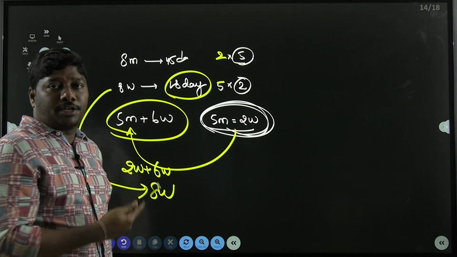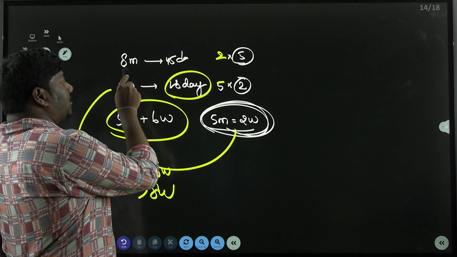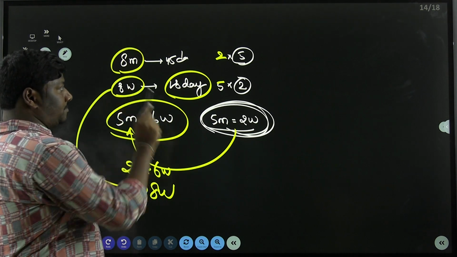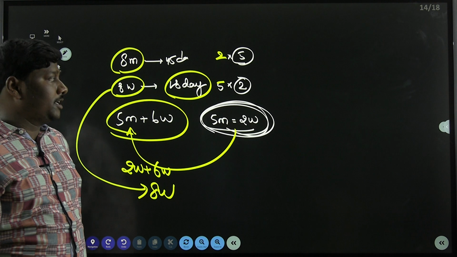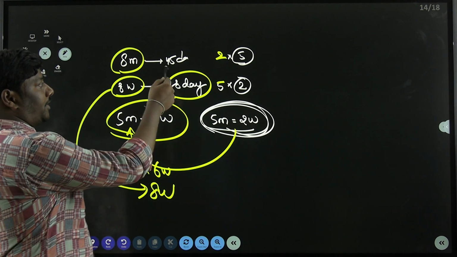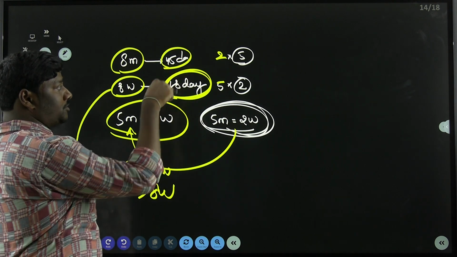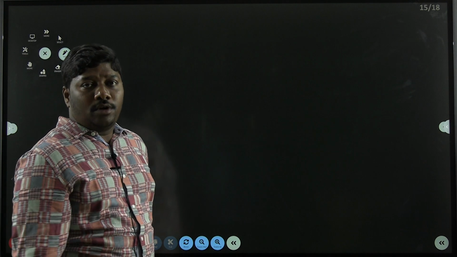So these kinds of questions are important, and you need to find out the relation between men and women. You just need to find out the relation between men and women. You can just find it from 45 and 18, 5:2. So 5 men's work is equal to 2 women's work.